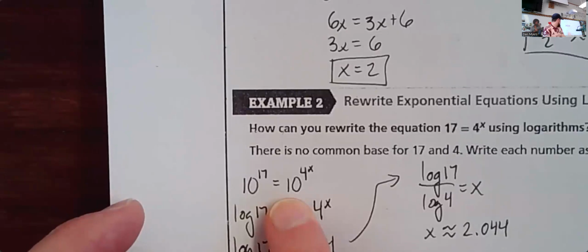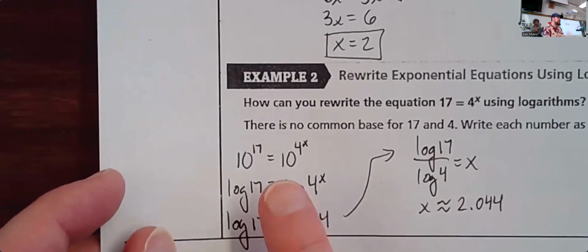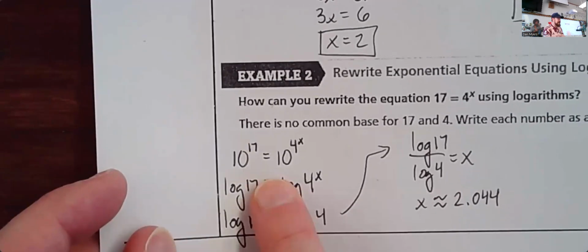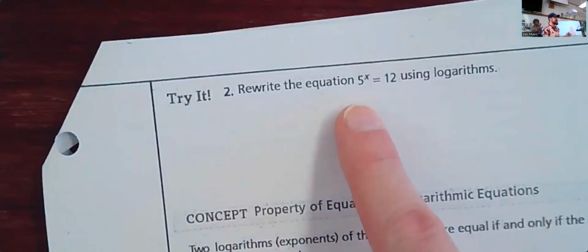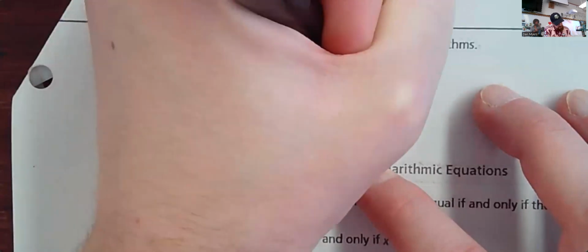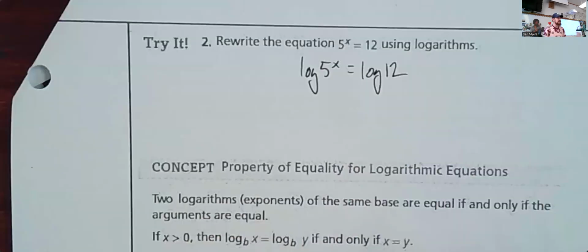Because as long as you do the same thing to both sides, it's allowed. The only reason why I showed you this is because we wanted to use a base 10 and then convert to a logarithm. But now that we know that, we could just rewrite this as log 5 to the x power equals log 12. You don't have to write 10 to the 5 to the x equals 10 to the 12th power.